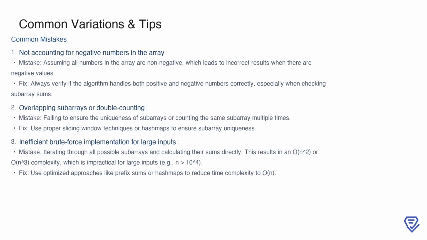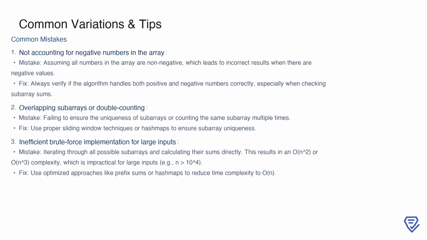When tackling the subarray sum equals k problem, there are a few common mistakes to watch out for. First, a frequent error is not accounting for negative numbers in the array. If you assume all the numbers are non-negative, your algorithm might fail when the input includes negative values. To fix this, always check that your solution can handle both positive and negative numbers when calculating subarray sums. Another mistake is overlapping subarrays or double counting. This happens when the same subarray is included multiple times, leading to incorrect results. To address this, use strategies like sliding windows or hash maps to ensure each subarray is counted only once.